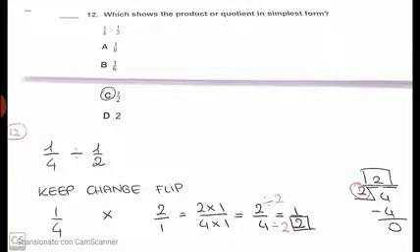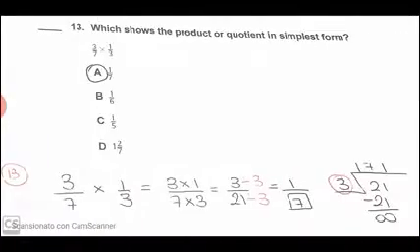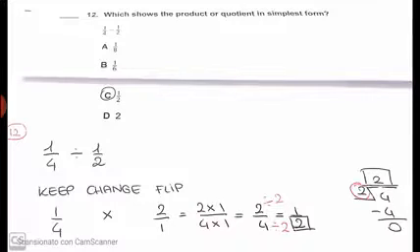Then we make the multiplication. 1 times 2, 4 times 1. So 1 times 2 equal 2. 4 times 1 equal 4. So the result is 2 over 4. If we divide both of them by 2, we have 2 divided by 2 equal 1. 4 divided by 2 equal 2. So the result is equal 1 over 2. So we choose C.